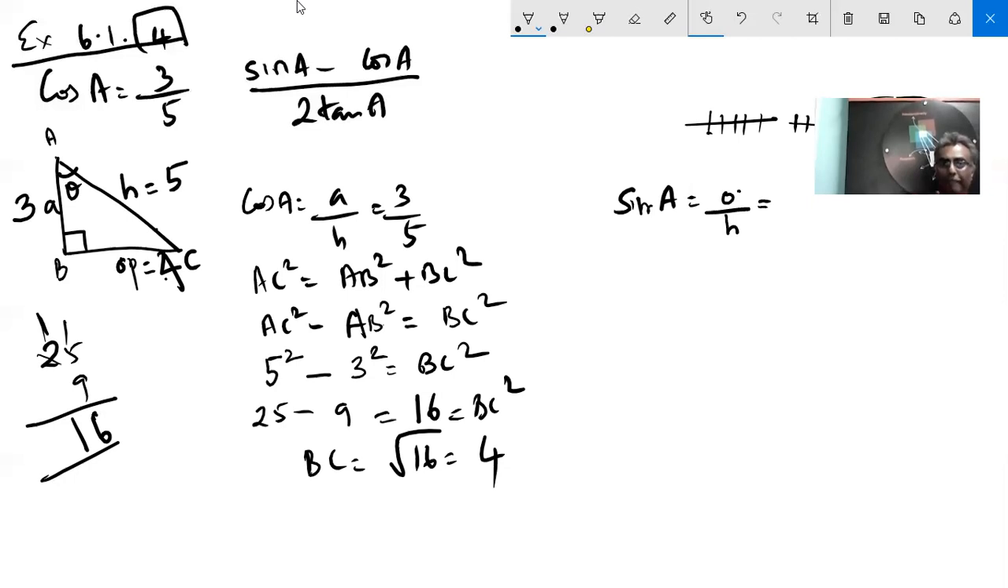Very simple. Opposite by hypotenuse. Now tell me numbers. Sin A is 4 by 5. Very good. Now tan A: tan A is 4 by 3.